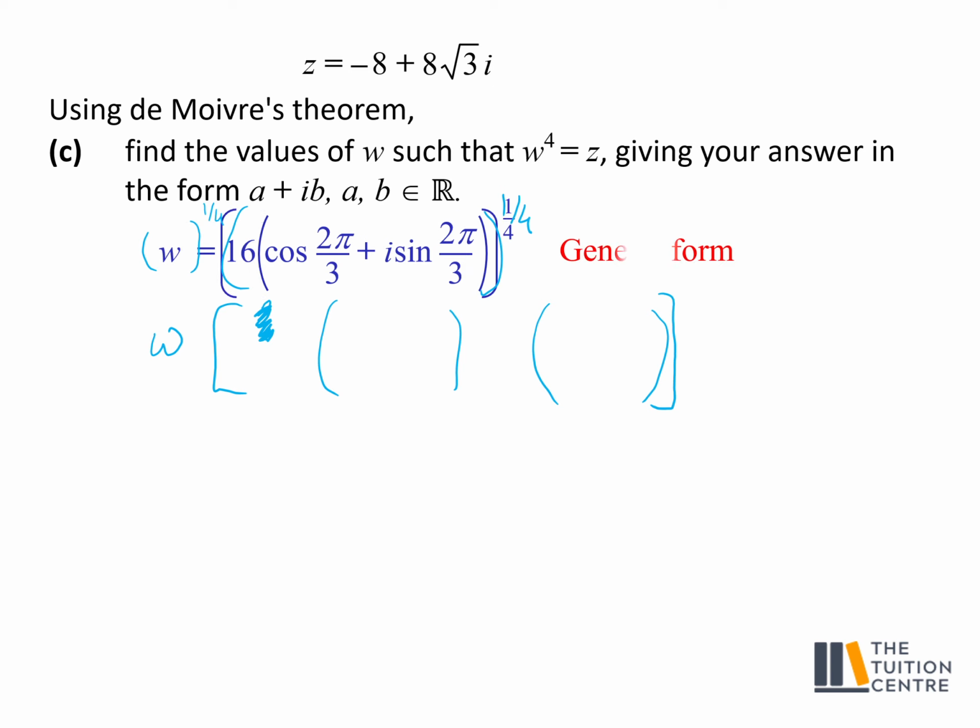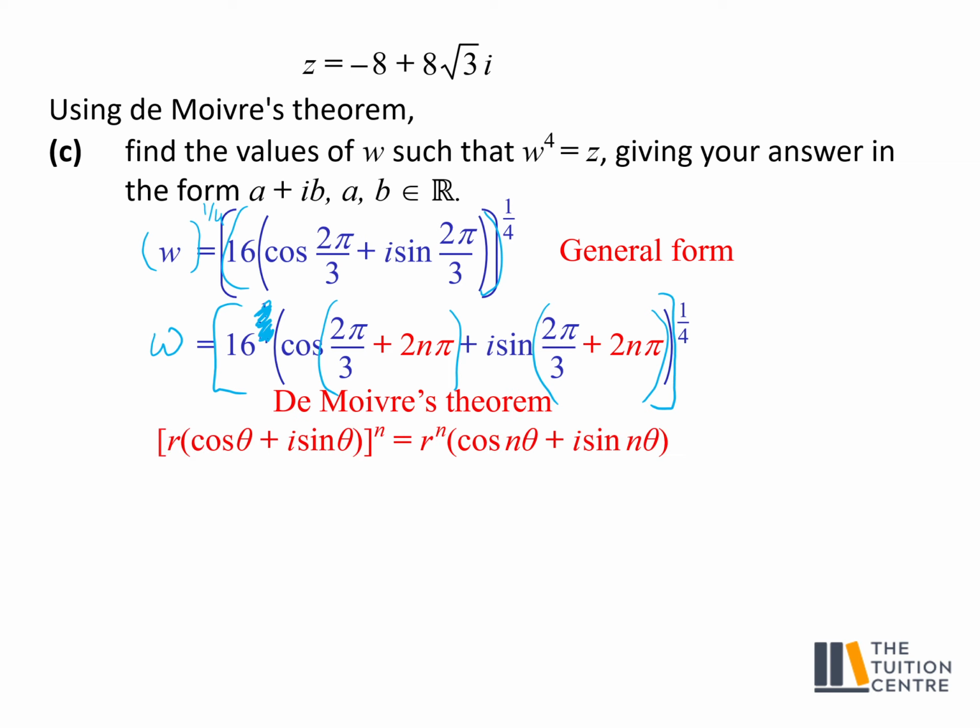So in this case here, when we're in general polar form, we've added on the 2n pi. And the reason we've added on the 2n pi is because 2 pi is the same as 360 degrees, a full rotation. And similarly with degrees, you can multiply that by n. It doesn't matter, just as long as n is a whole number. I'm going to use De Moivre's theorem.